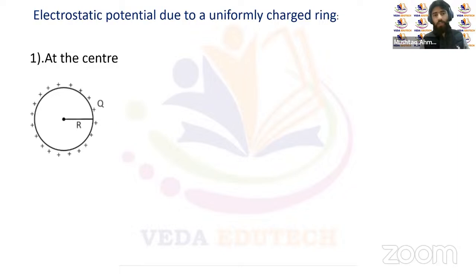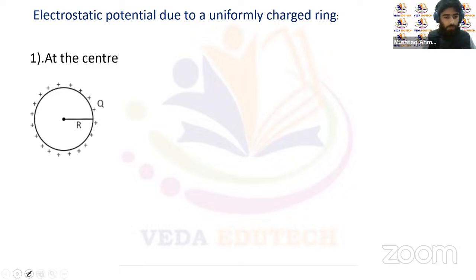But today we'll be doing some problems related to some standard questions on electrostatic potential calculation, right? So let's begin with the first question. We have to calculate the electrostatic potential due to a charged ring. First, we'll calculate the electrostatic potential at the center of a ring, and then we'll proceed to calculate the electrostatic potential on the axis of a ring. So let's discuss the potential at the center of the ring.